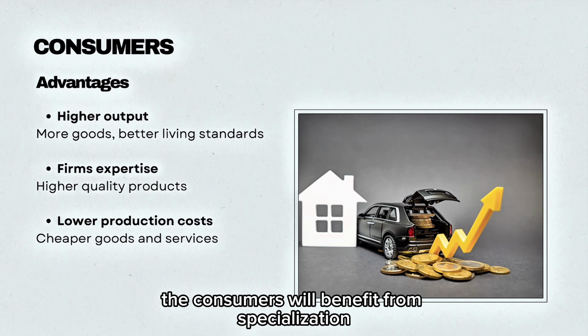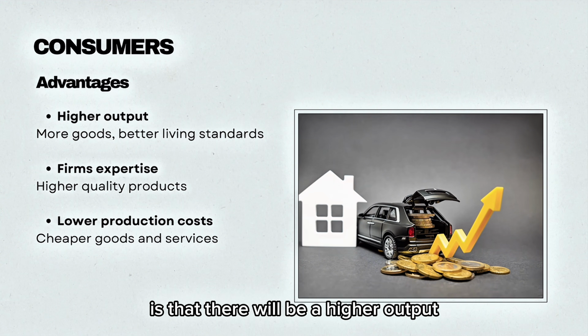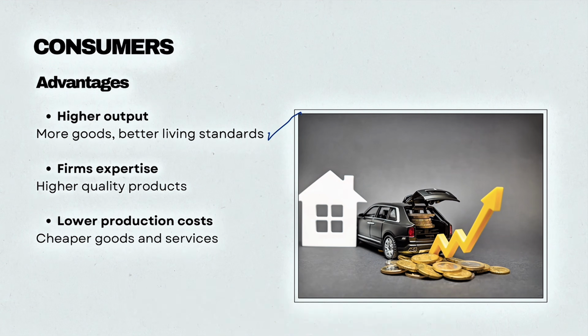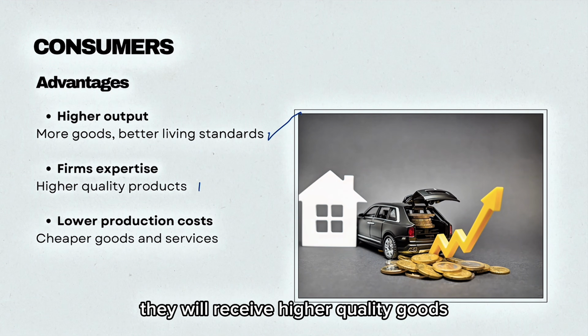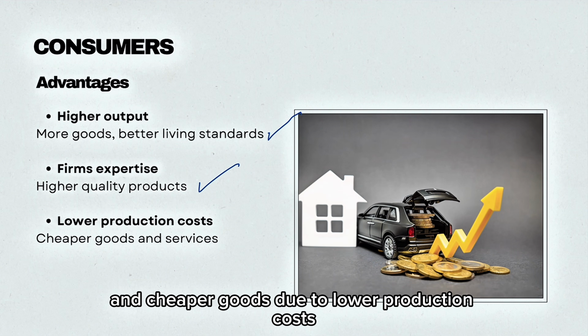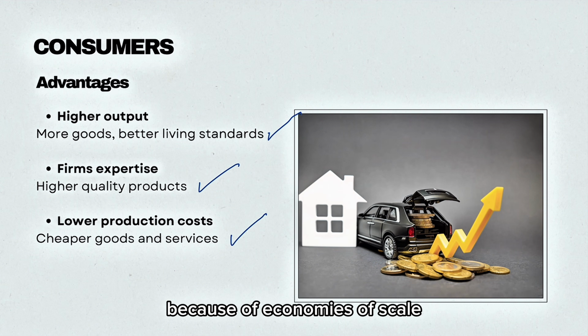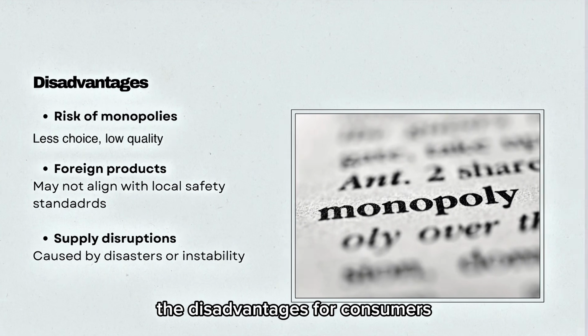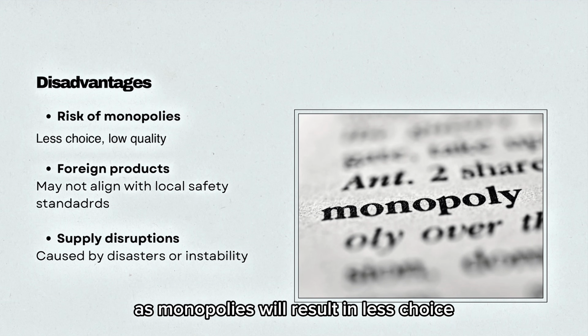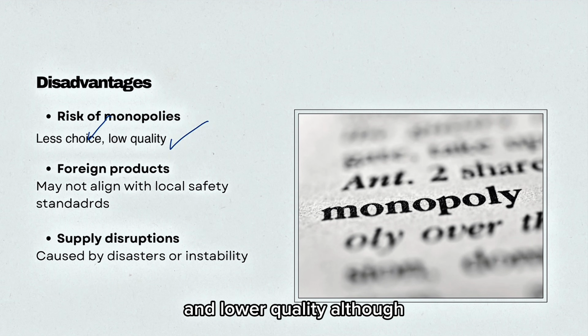The consumers will benefit from specialization as there will be a higher output, meaning more goods to choose from. They will receive higher quality goods due to firms' expertise, and cheaper goods due to lower production costs because of economies of scale. The disadvantages for consumers is that there could be a risk of monopolies, as monopolies will result in less choice and lower quality.